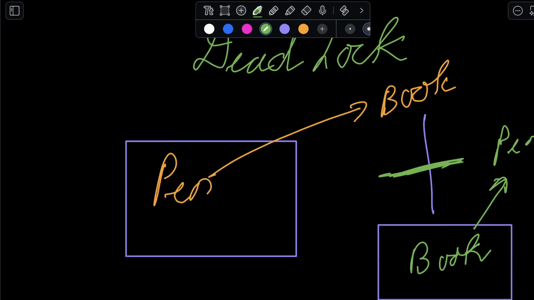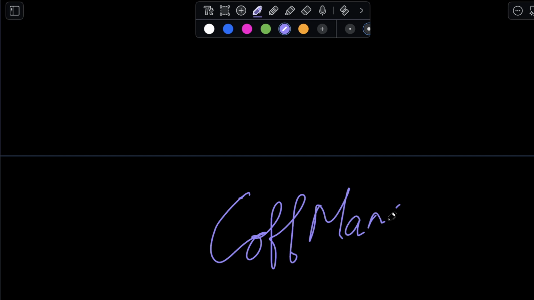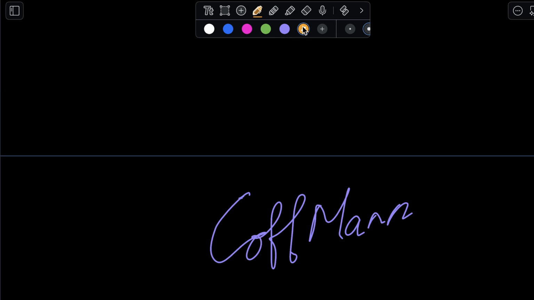So now, how to solve this? We need a solution, right? So for this, again, Coffman came up with a certain solution to resolve this. He placed four conditions. He said, let's use four conditions to avoid deadlock.